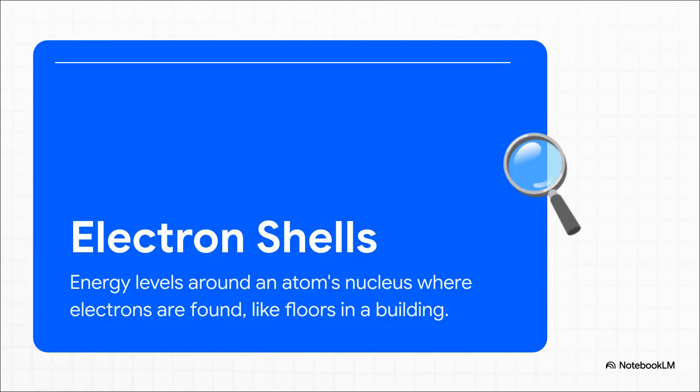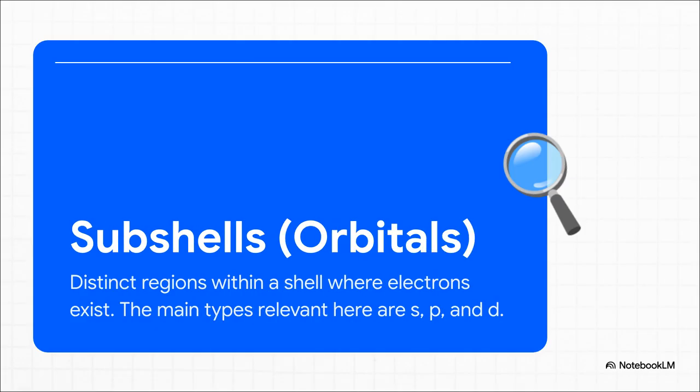Okay, so to get this, let's think of an atom like a really strange apartment building. Right in the middle, you've got the nucleus. And the electrons, they live on different floors of this building. Scientists call them shells. The first floor is really close to the center. The second is a little further out. The third is even further, and so on. Makes sense, right?